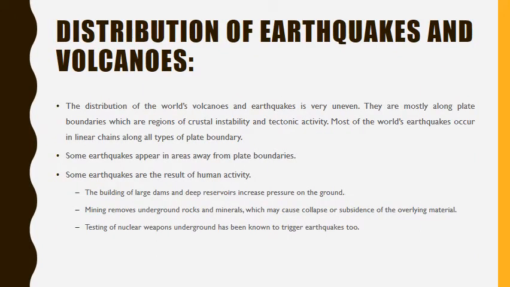Distribution of earthquakes and volcanoes. The distribution of the world's volcanoes and earthquakes is very uneven. They are mostly along plate boundaries, which are regions of crustal instability and tectonic activity. Most of the world's earthquakes occur in linear chains along all types of plate boundaries. Some earthquakes appear in areas far away from plate boundaries. Some earthquakes are a result of human activity.